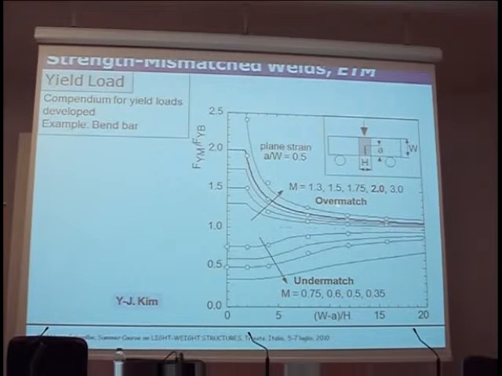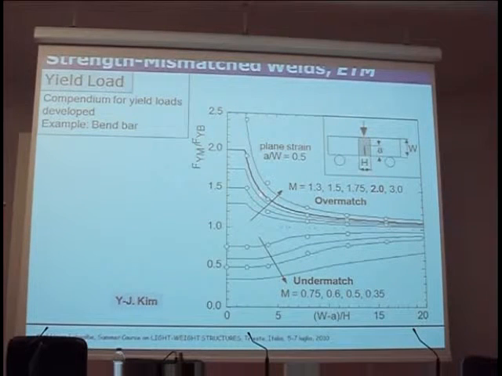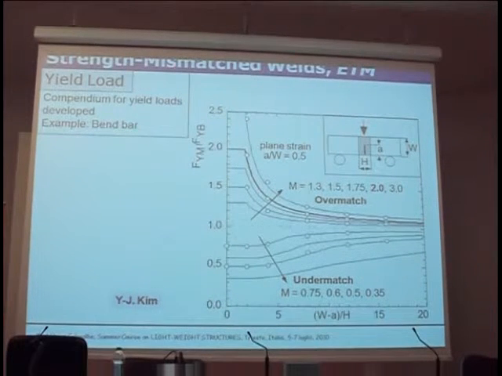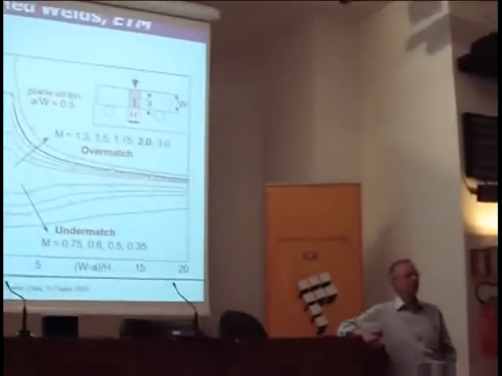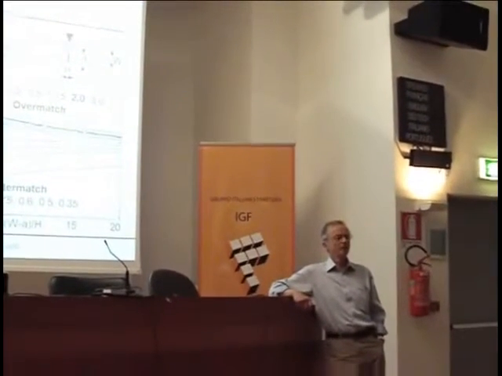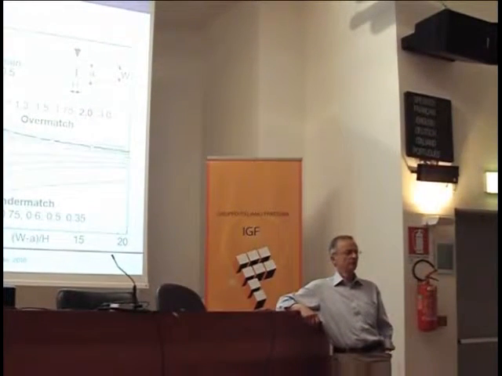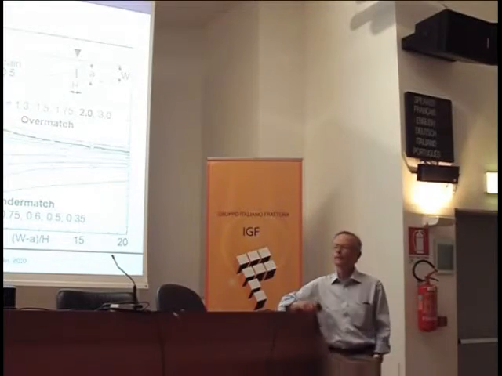Now we look at overmatch. And here I have emphasized the mismatch factor of 2. So this has a yield strength that is twice that of the base plate. And you see, as long as this stays short, the yield load of the beam here is twice as high as the yield load if there were no weld metal. Really, twice. So the load is carried by the weld metal only. Plasticity stays in the weld metal.